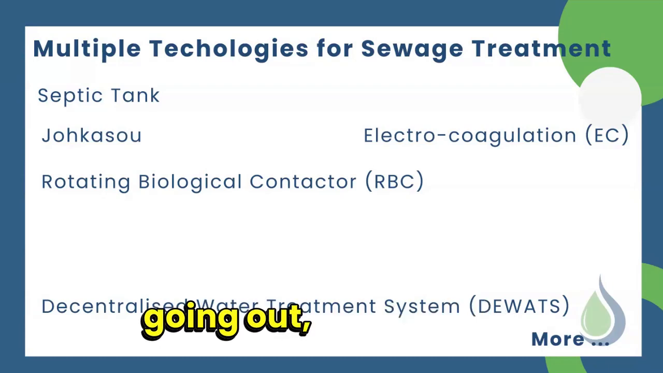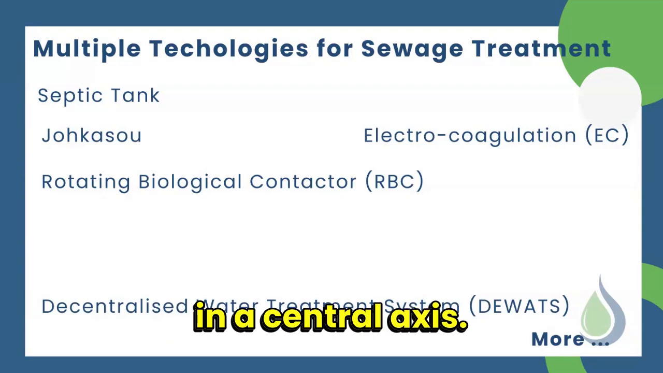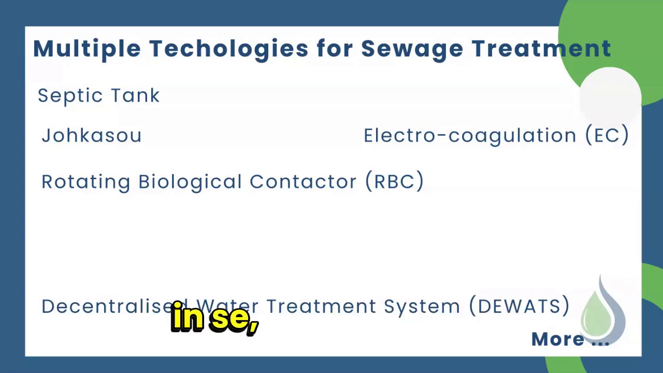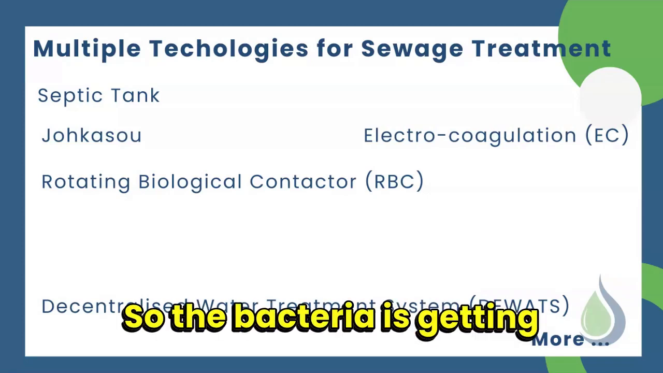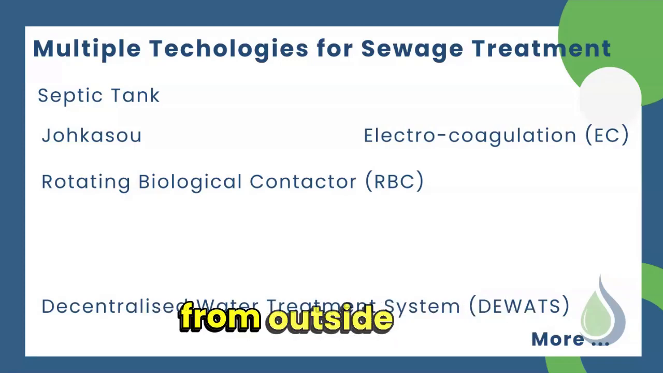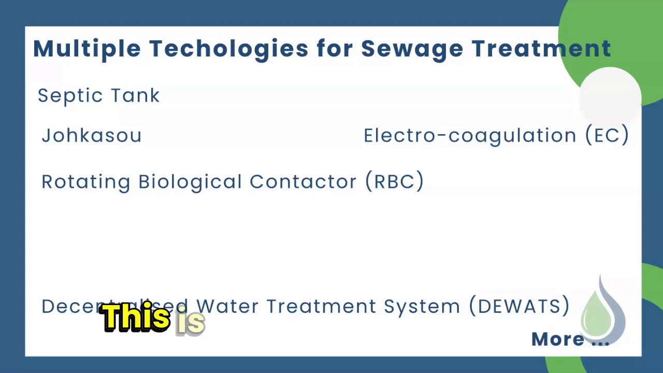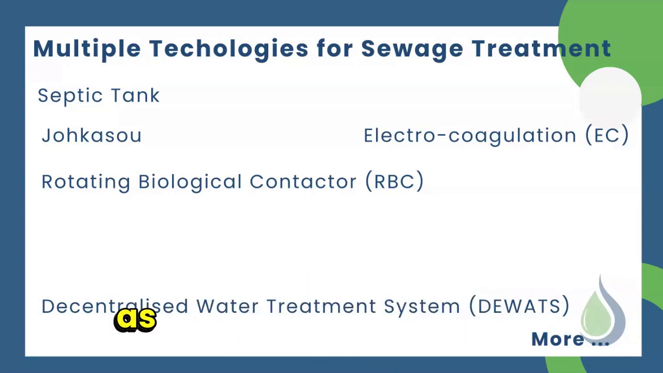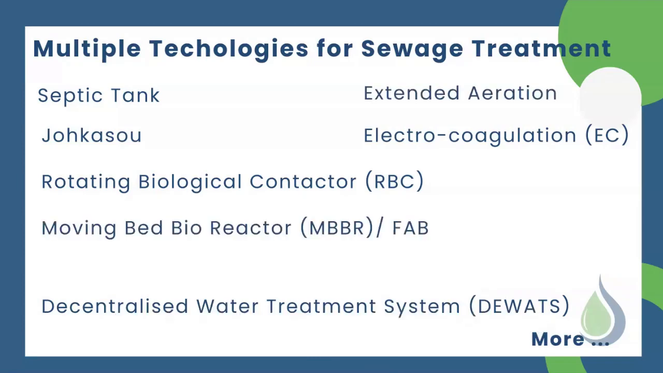It is going out. It is rotating on a central axis. So as a result, what happens is, for a moment, the disk is in sewage. Next moment, the disk is outside. So the bacteria is getting required oxygen from outside only. This is one of the ways. Each process has its own advantages as well as disadvantages.